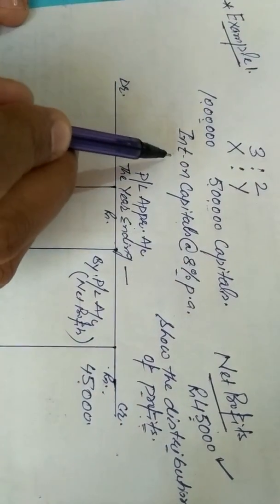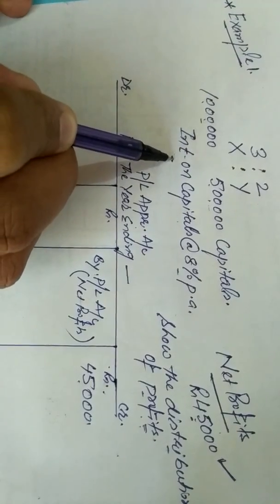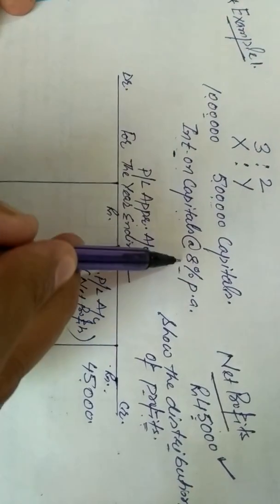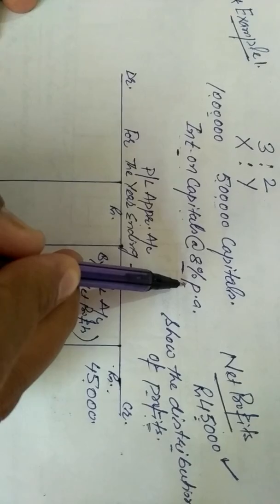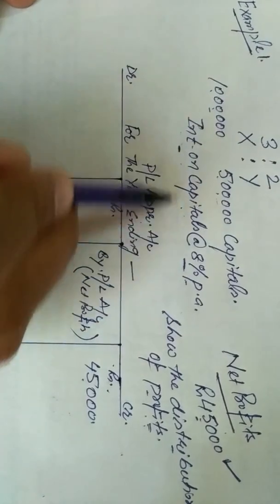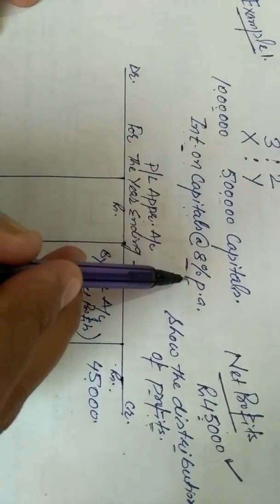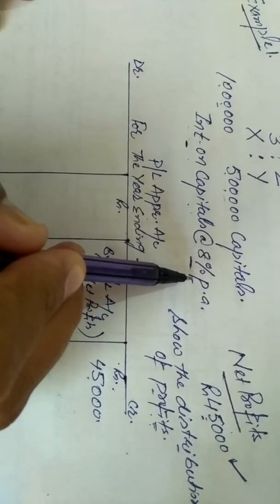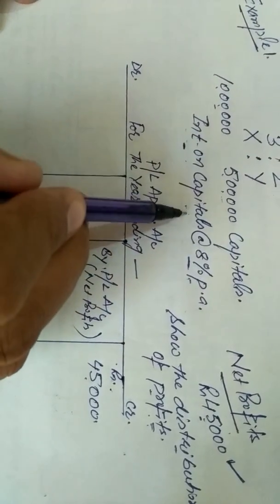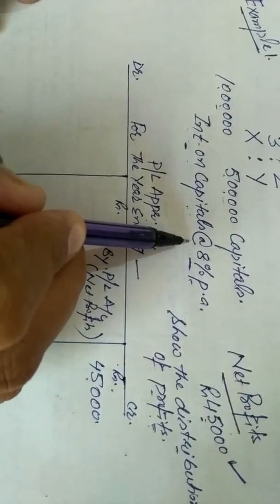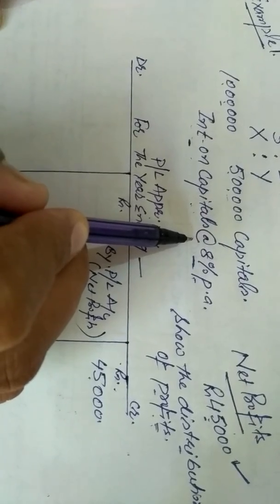In the given question, we have only a single adjustment, that is interest on capital is allowed at the rate of 8% per annum. And we know that in the absence of any information about the nature of treatment, interest on capital is treated as an appropriation of profit.